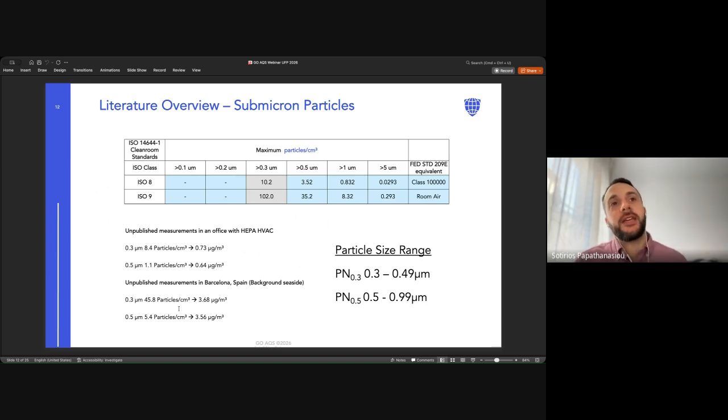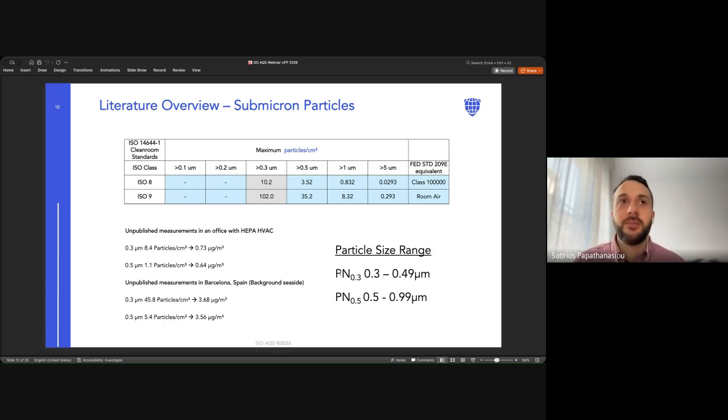And again, I did some measurements in Barcelona, in a seaside background. So probably there we would have measured some sea salt or sea spray, but I don't think that was the case. For 0.3, we had 45.8 particles per cubic centimeter, and for 0.5, 5.4 particles per cubic centimeter.